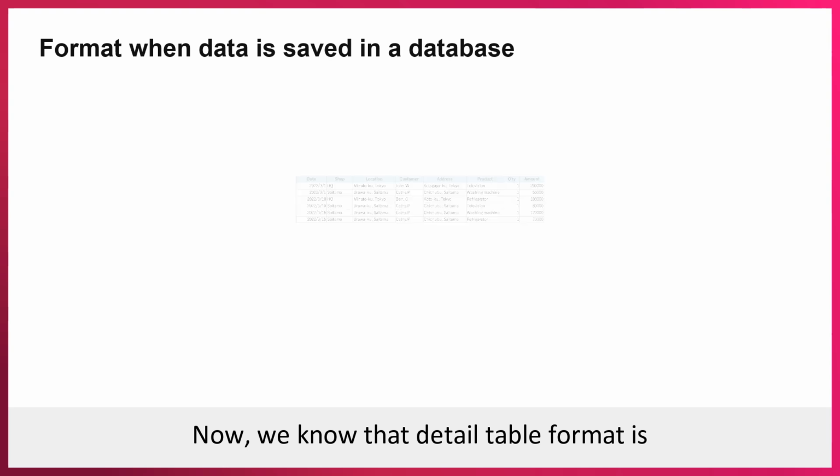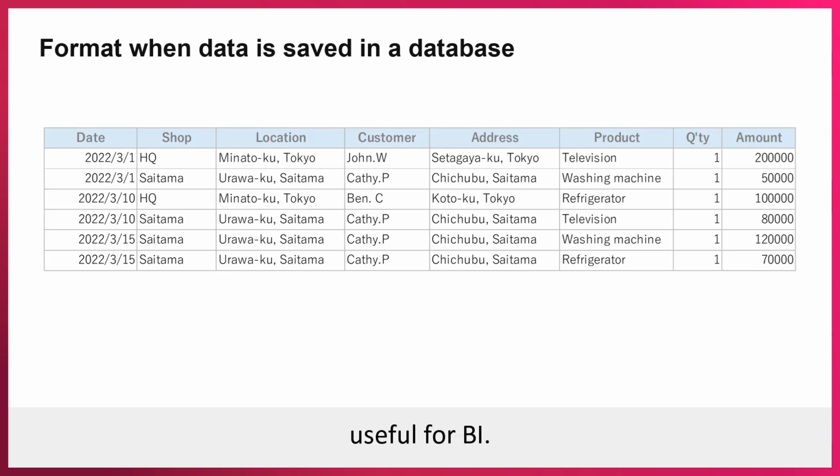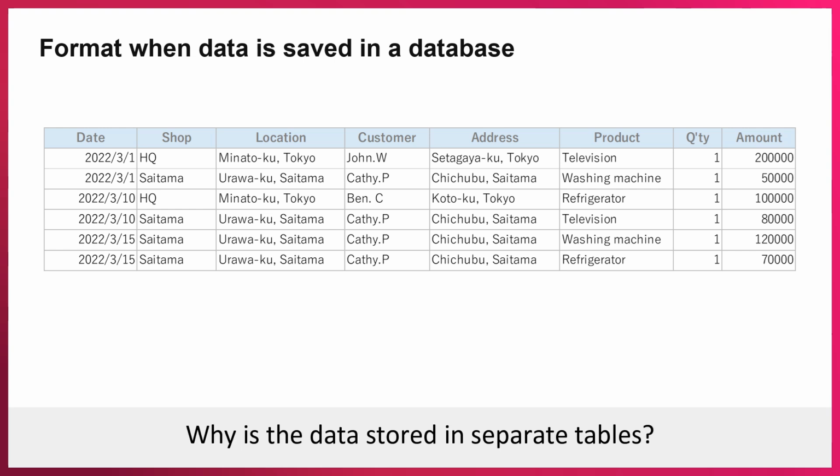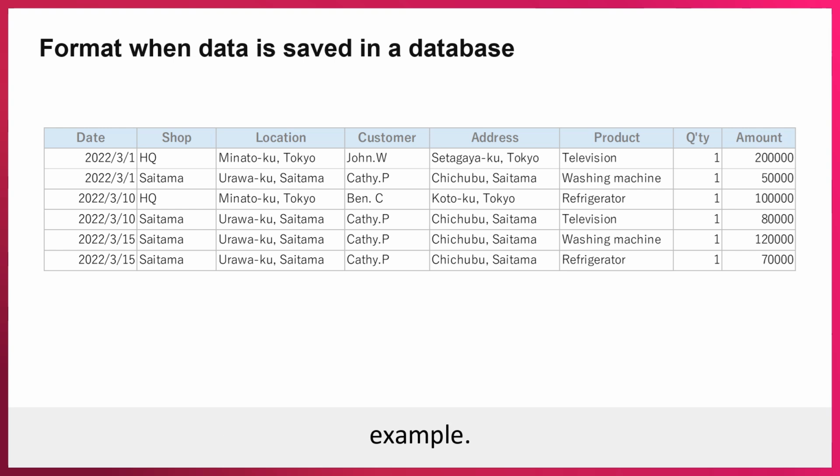Now, we know that detail table format is useful for BI. However, it is common for databases to store data in separate tables. Why is the data stored in separate tables? As we did earlier, let's look at the sales data of an electronics retailer as an example.